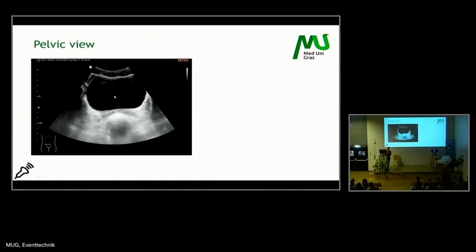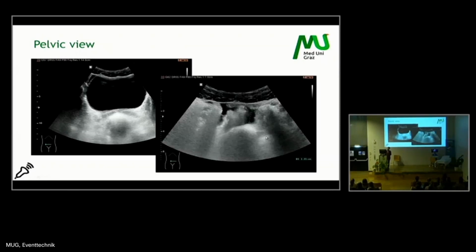When we take a look at the pelvic view, we might identify some free fluid here on the lateral edge on the right side of the patient, adjacent to the bladder. And when we looked further up, like at the top of the bladder, we identified even more fluid surrounding some of the bowel loops.